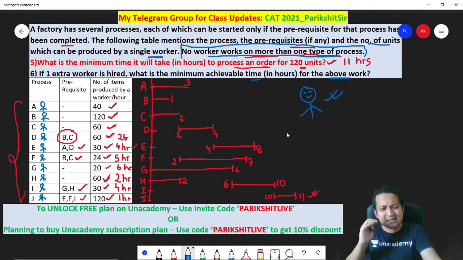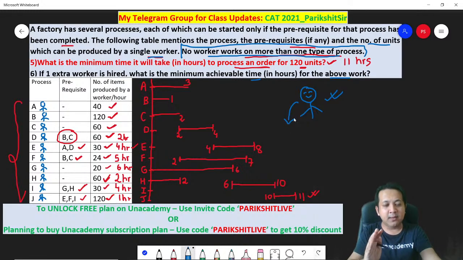I would say the easiest way of looking at it would be you should allocate this extra worker to that process which is the longest, which is the slowest. Why? Think about it. If some process is the slowest, it is delaying the entire order. So if you allocate one extra human being to that slowest process, that process will take just half the time. Why half the time? Remember, for process A, if one worker works, it takes 3 hours. If you allocate one more human being, it will take just half the time, 1.5 hours.